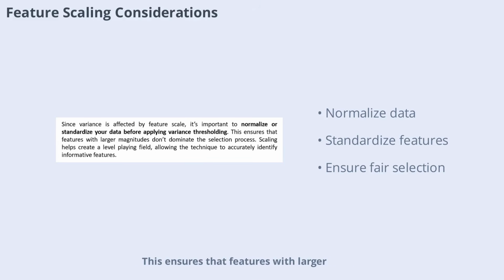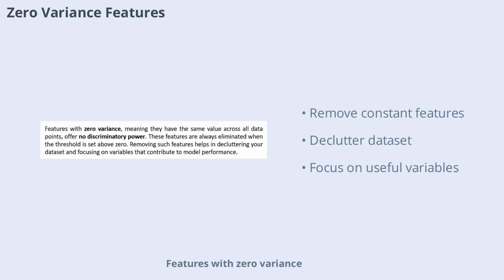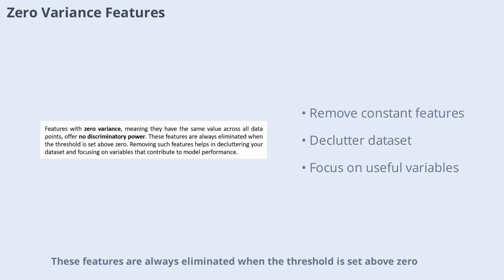This ensures that features with larger magnitudes don't dominate the selection process. Scaling helps create a level playing field, allowing the technique to accurately identify informative features. Features with zero variance, meaning they have the same value across all data points, offer no discriminatory power. These features are always eliminated when the threshold is set above zero. Removing such features helps in decluttering your dataset and focusing on variables that contribute to model performance.